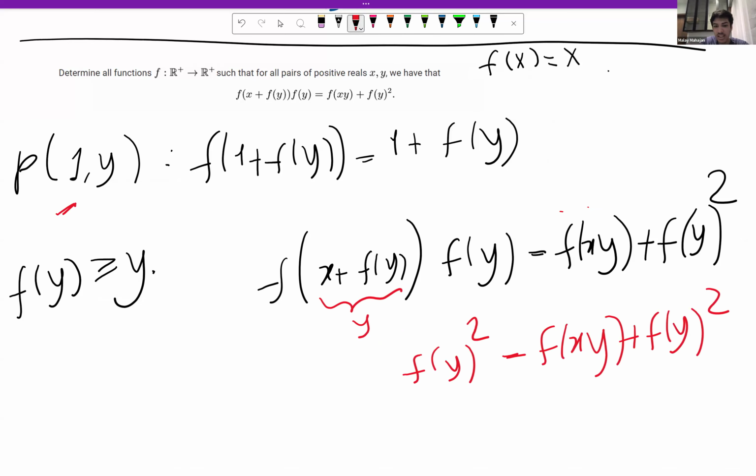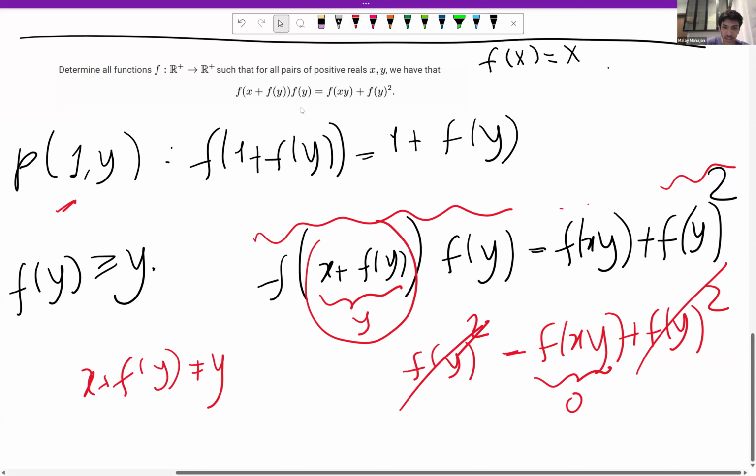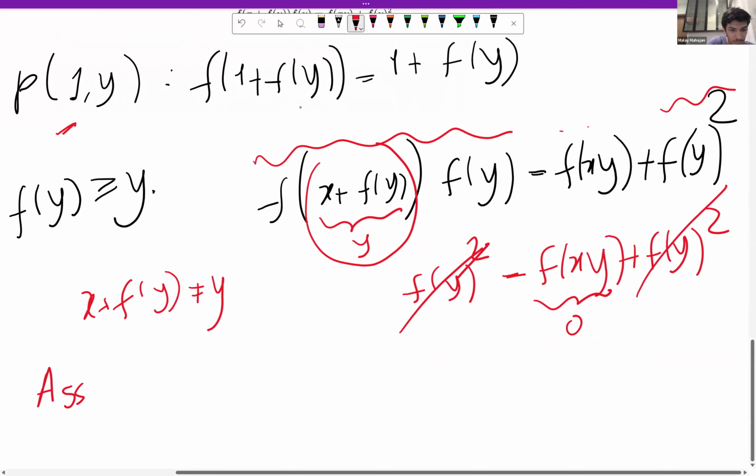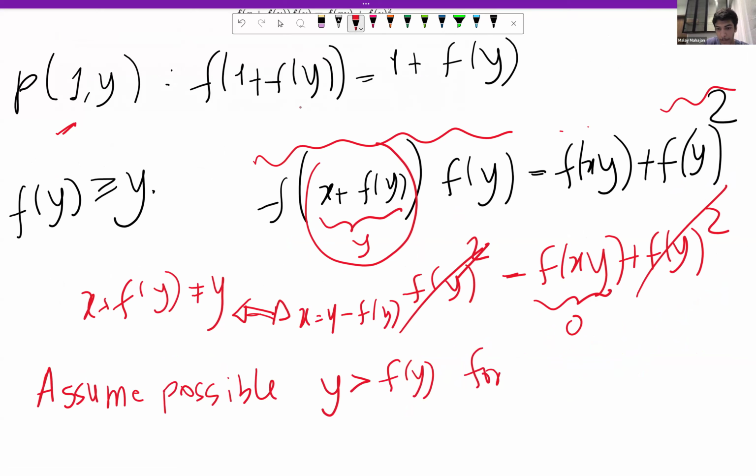And why do we want to put this as y? The reason is we want to make this side the same as this thing. So if this becomes y, then these two sides will cancel and you get f of xy is 0. But that's not possible because the function is from positive reals to positive reals. So the point is you cannot do this substitution. So in other words, I'll write it differently. Basically, this is the same as saying x is y minus f of y. So assume it is possible, that is, y is bigger than f of y for some y.